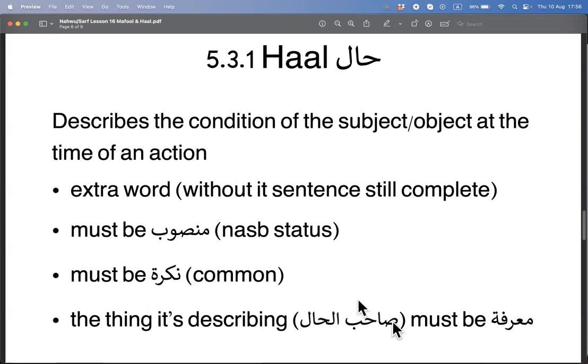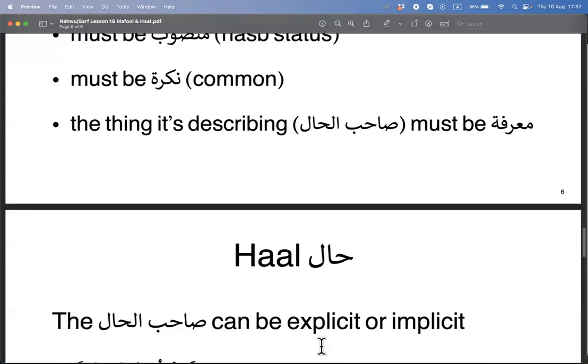Don't really have to remember this, but I'm going to use it a lot because if you say hal, I'm going to ask you, who's the sahibul hal? What word is it describing? And the sahibul hal, for now we say must be ma'rifah. What does ma'rifah mean? Remember? It's the opposite of common, the opposite of nakira. Proper. Exactly. So the hal is common, but the thing that the hal is describing, the sahibul hal, is proper. Okay, I'll give you an example.